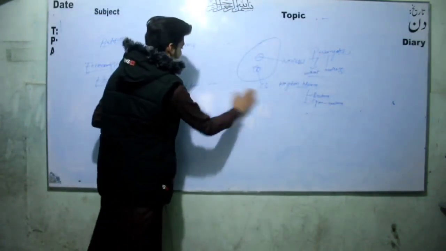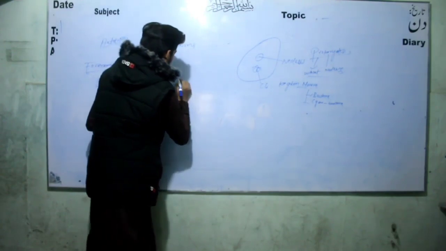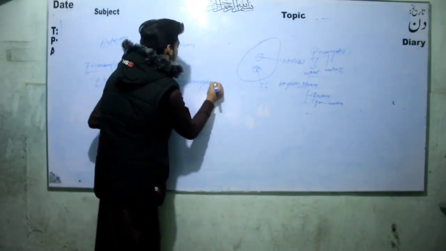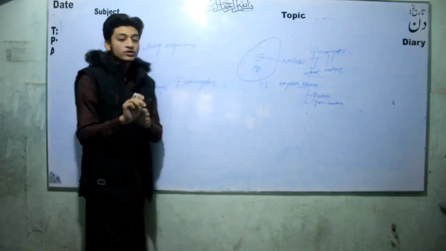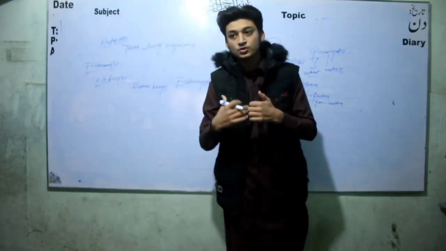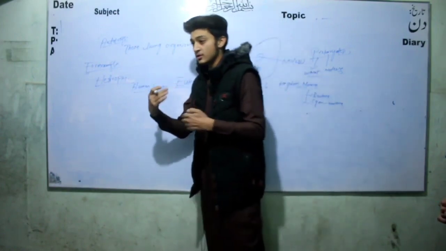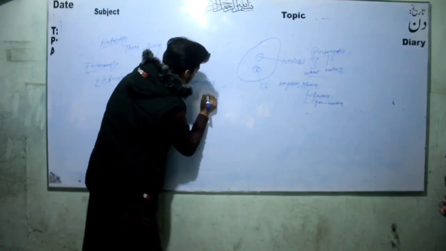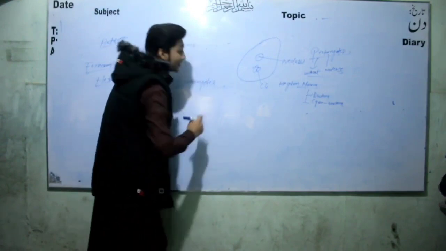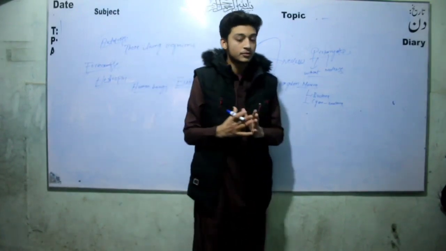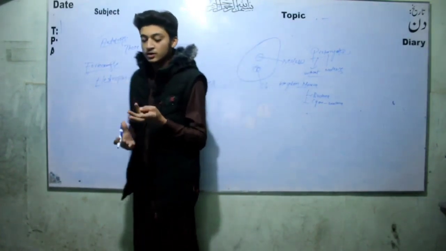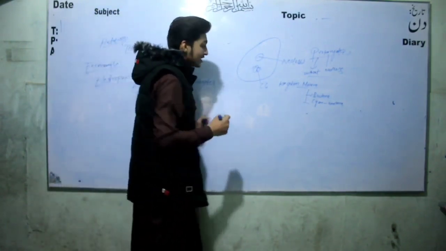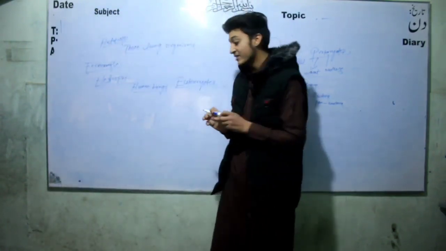Here I will write eukaryotes. Eukaryotes means with nucleus: those living organisms which have a nucleus in their cells. For example, human beings. We are in the category of kingdom Animalia, which Aristotle classified in the 18th century.